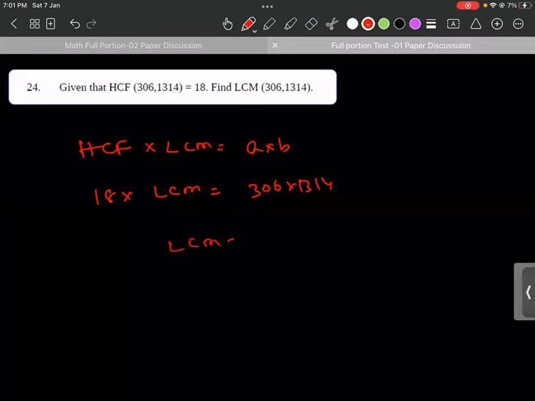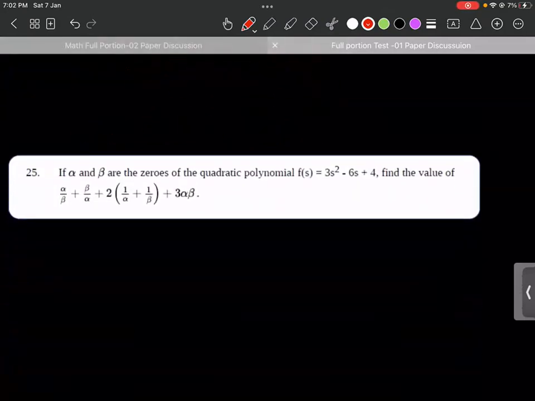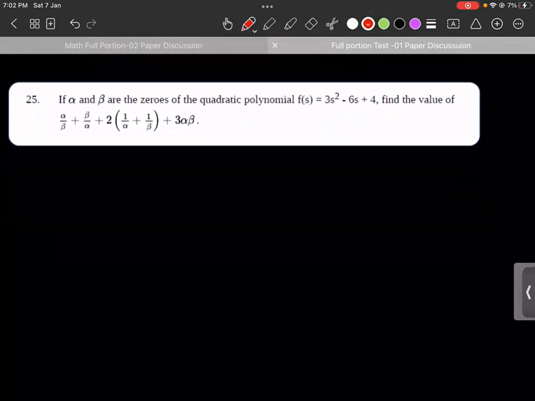You will have the answer sheet with you, no? Don't you? Yes, sir. 22338. That's what I meant. 22338. That's the answer. This is a good problem actually.